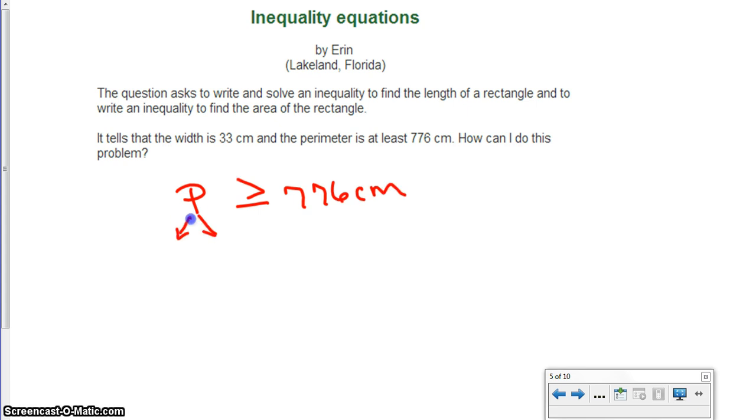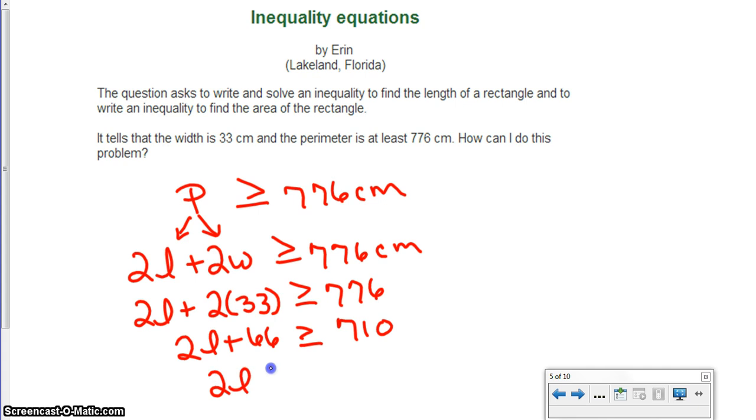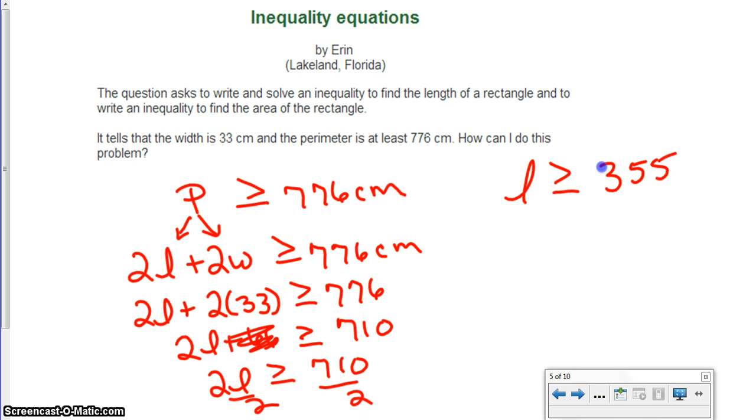How do you find perimeter? Well, the writer expects that you know 2 times the length plus 2 times the width has to be greater than or equal to 776 centimeters. Okay? Do you know the length? No. Do you know the width? Yes. 33. Greater than or equal to 776. 2 length plus 66 greater than or equal to 776. 2 length greater than or equal to, subtract 66, 710. So, divide both sides by 2. The length has to be greater than or equal to 355, okay?